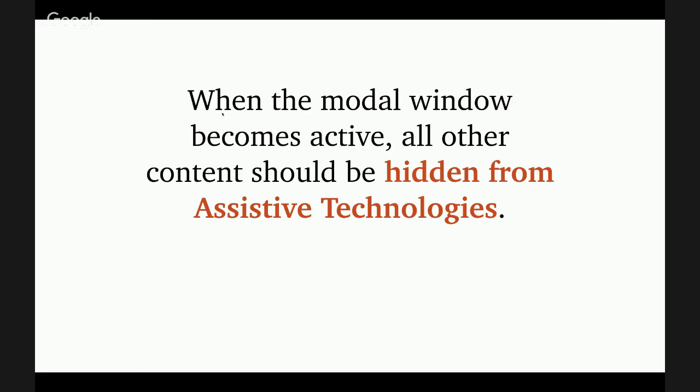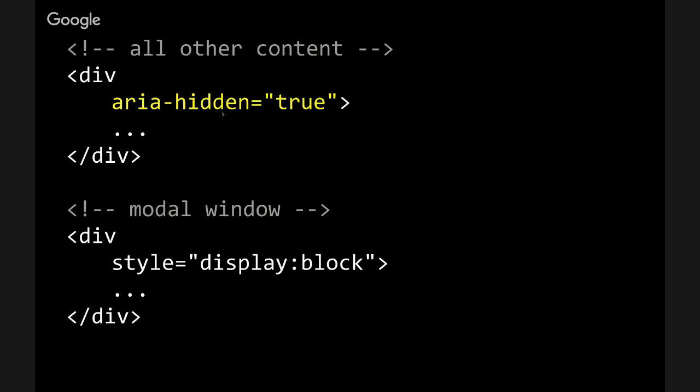And when the modal window becomes active, we should hide all the rest of the content on the page from assistive technologies. And we can do that by setting it to ARIA hidden equals true. So what we have is two big chunks. We've got all the main page and the modal. One is set to display none initially and then display block, and the other one is injected with ARIA hidden true when the modal fires.